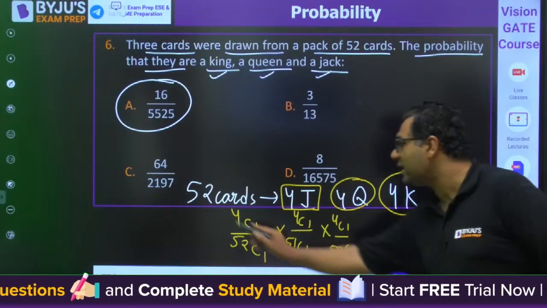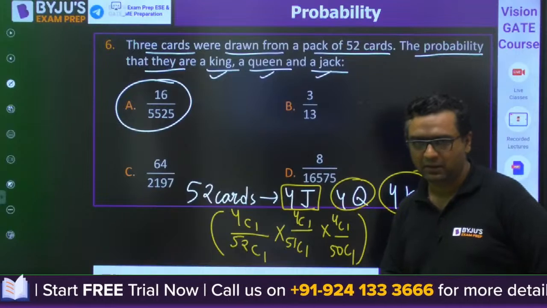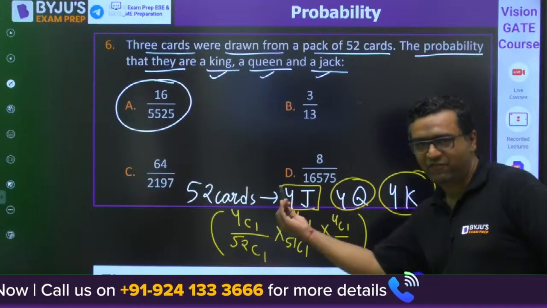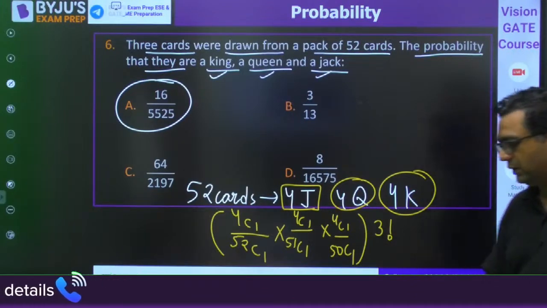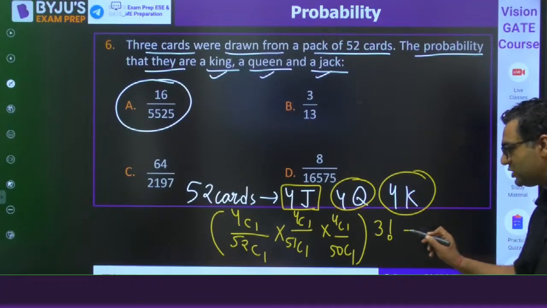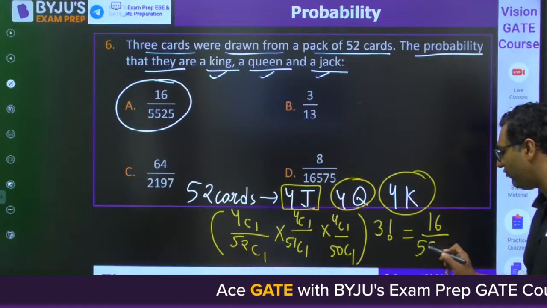And what is the guarantee that first one will be jack, second one will be queen, third one will be king? They can be in different sequence also. So 3 factorial. When you will be solving this, the answer will be coming out to be 16 by 5525.